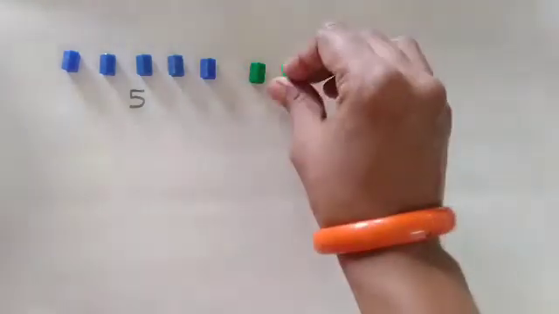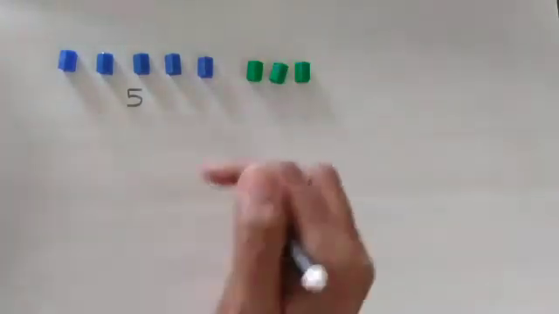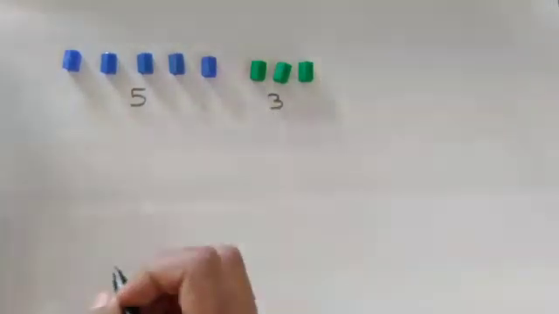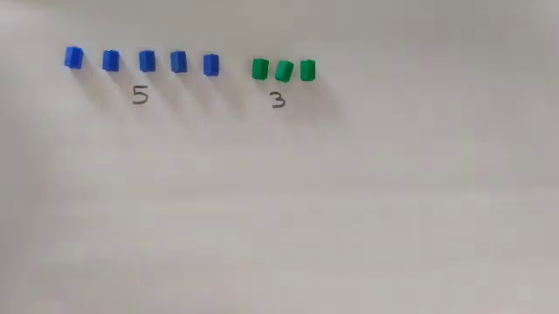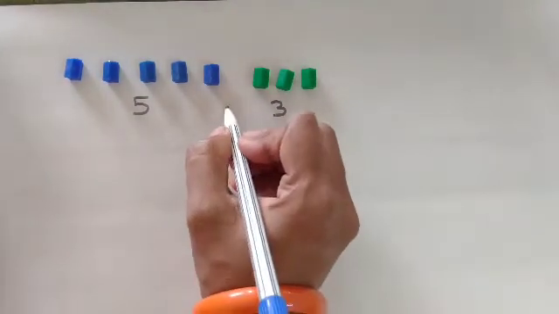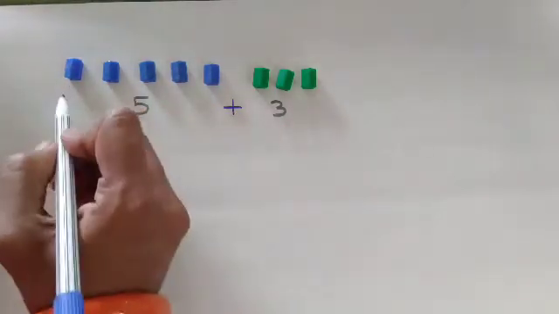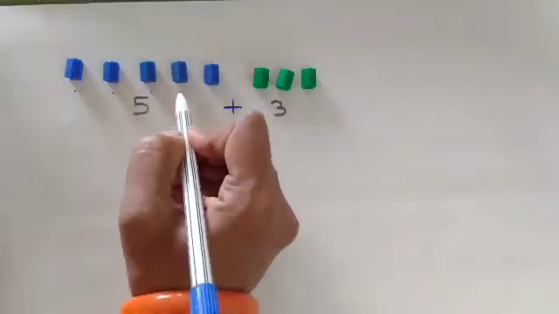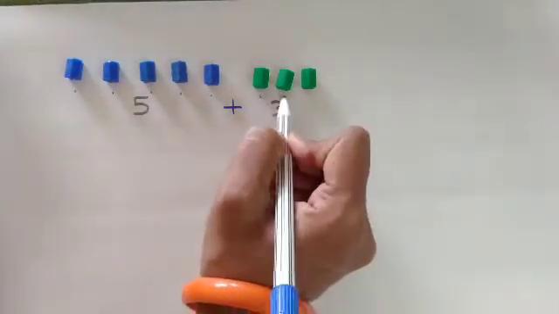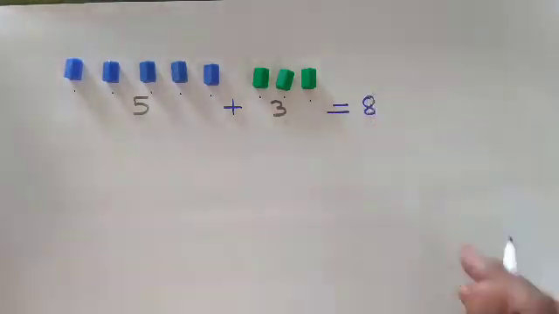Then we will add some more beads: 1, 2, 3. Means we added 3 more beads here. So how many total beads or blocks do we have here, children? Yes, to find that out we have to do addition. Let's count: 1, 2, 3, 4, 5, 6, 7, 8. Means here we have 8 total blocks.